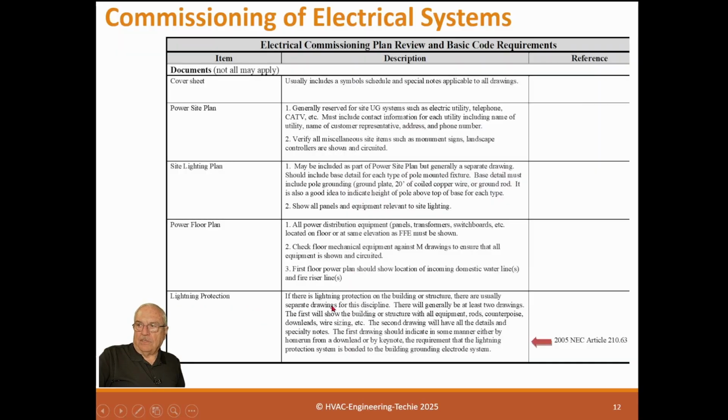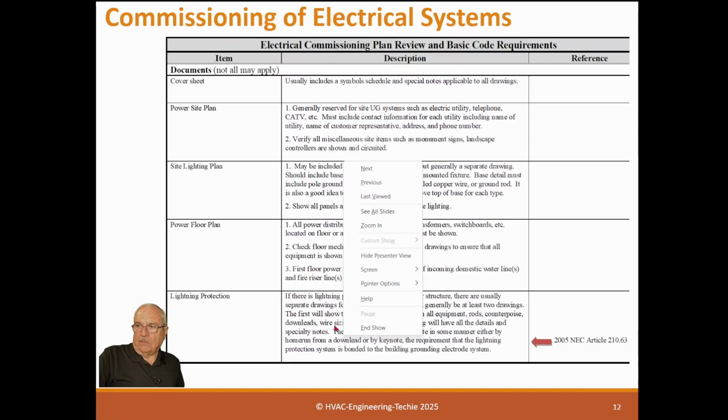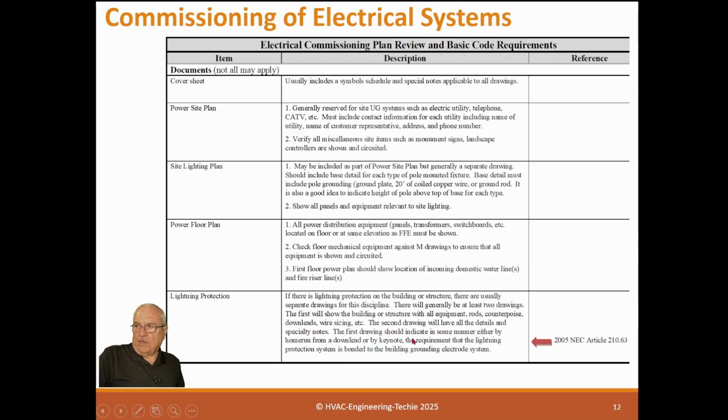Lightning protection: if there is lightning protection on the building or structure, there are usually separate drawings for this discipline. There will generally be at least two drawings. The first will show the building or structure and equipment: ground rods, counterpoises, down conductors, wiring, sizing. The second drawing will have all the details and specialty notes. The first drawing should be indicated in some manner, either by little bitty words, a home run from a down conductor, or by a keynote.